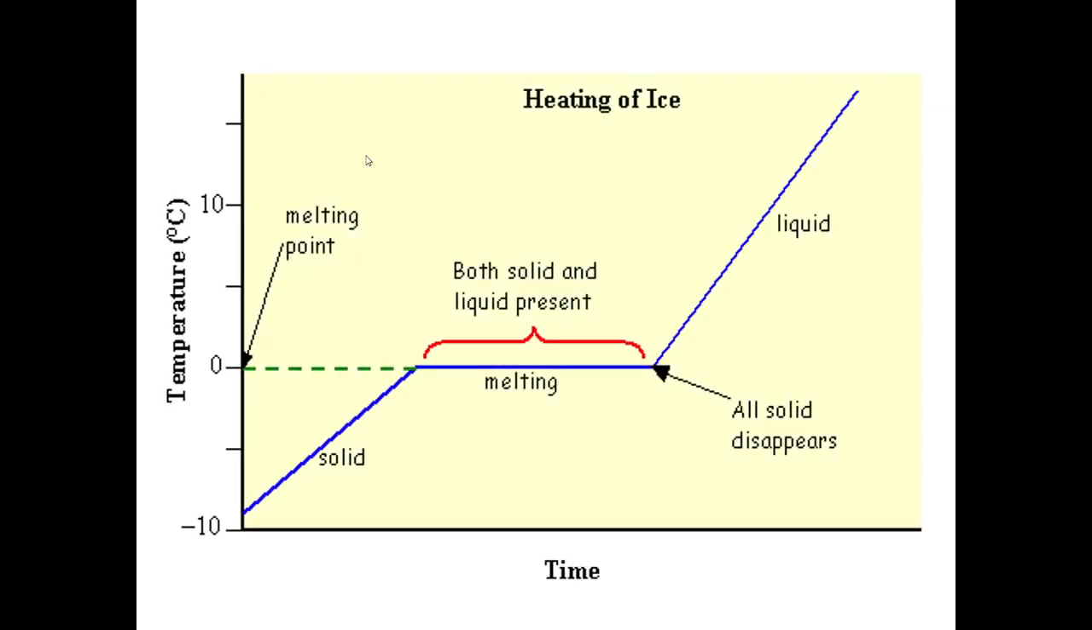All right, so this is a typical heating curve that you will see as we go through this unit. You have the temperature on your y-axis and time on the x-axis, and as we increase the temperature of, in this case, ice as a solid, you get to 0 degrees, which of course is the melting point of water, and you get to a plateau where both solid and liquid are present.